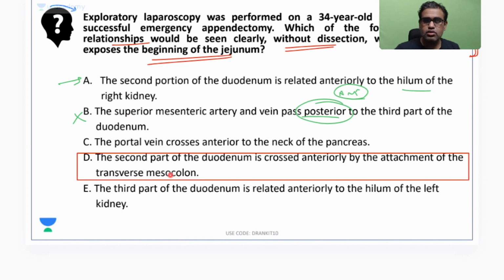Portal vein crosses anterior to, that statement is wrong. It is found posterior to the neck of pancreas. So the B and C statements are wrong. Third part of duodenum is related anterior to the hilum of the left kidney. Not particularly can we say hilum of left kidney. Some portion may come, but normally doesn't come. It's the jejunum part which comes. That statement is also not wrong, not right. So A and D are right over here. You won't see A, you can see D. D is: second part of duodenum is crossed anteriorly by the transverse mesocolon.